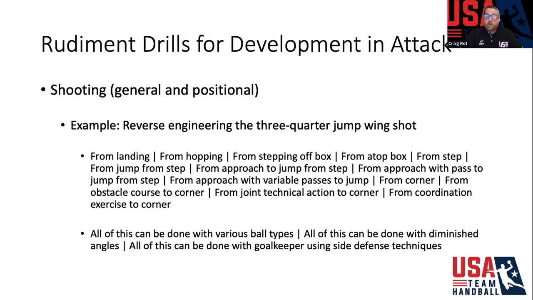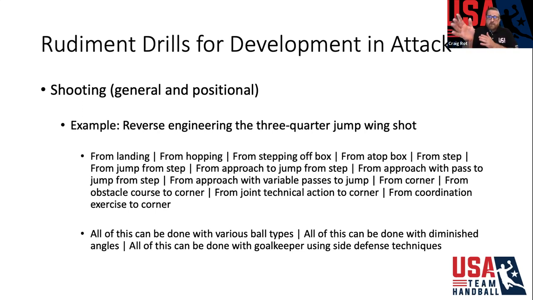You can start from the corner. You can start from an obstacle course that comes to the corner. You can start from a joint technical action with a backcourt player to the corner. You can even add a technical action, a coordinated task to the corner, to the wing shot. Okay. And all of this can be done with various ball types. All of this can be done with diminished angles. You can arrange the course to go at what angle you want, train them.